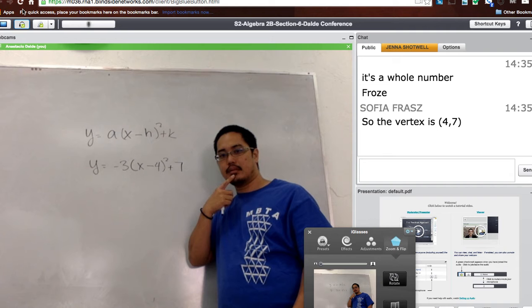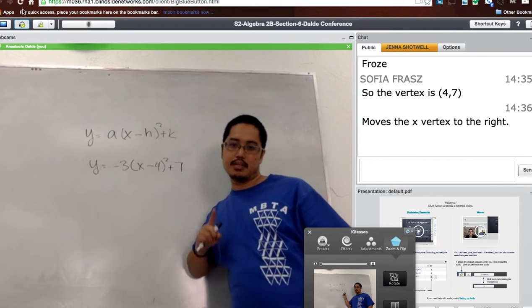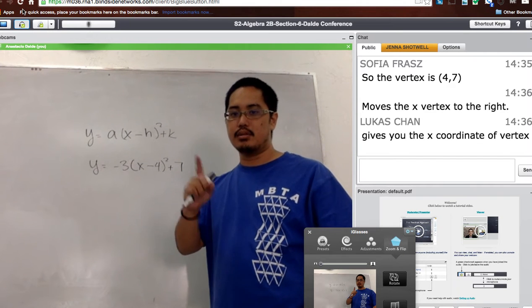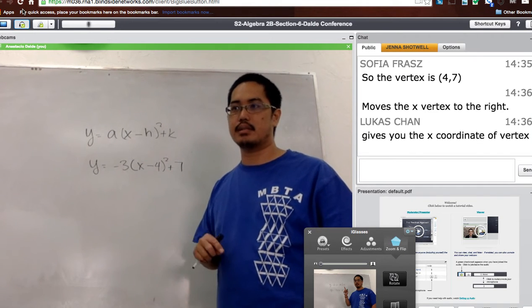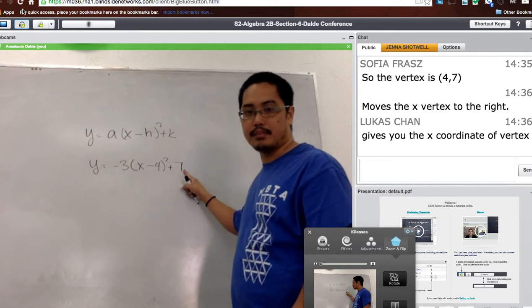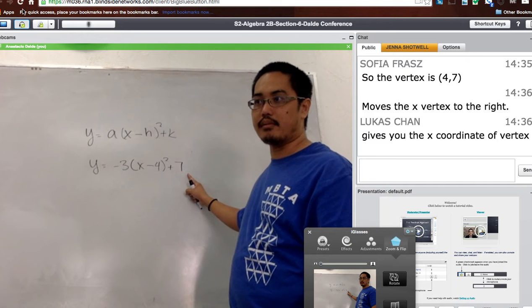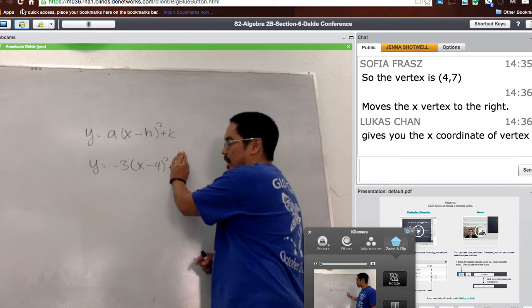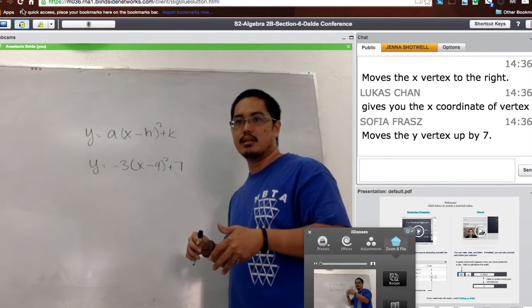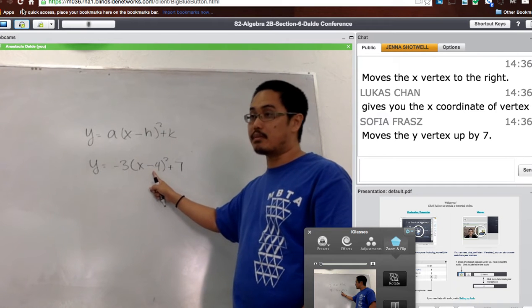Oh, that's our x-intercepts. No, don't think of it as an x-intercept. It moves the whole parabola, the vertex, to the right 4 units. This one we know moves up and down, right? The 7 moves the whole graph up and down, because I'm taking this graph and adding 7. I'm pushing everything up by 7. So I know that this moves my parabola up and down. This moves my parabola right and left.